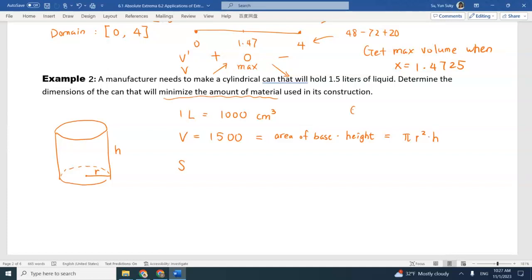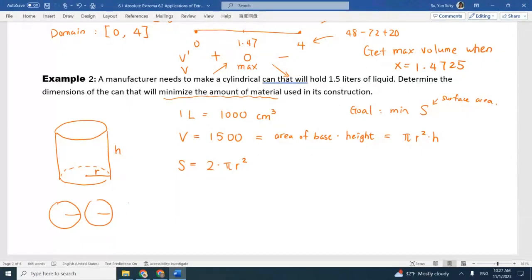Okay? So our goal is to minimize the surface area. Is that okay, everybody? Surface area. Okay, do you see we have the top and bottom as 2 circles, right? The area of a circle is pi r squared. So we have 2 copies of the circle.